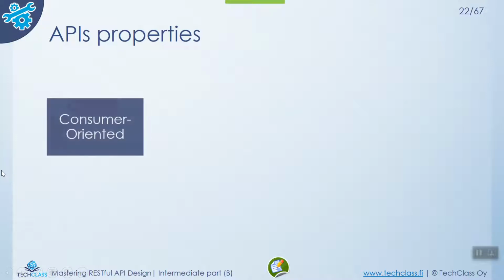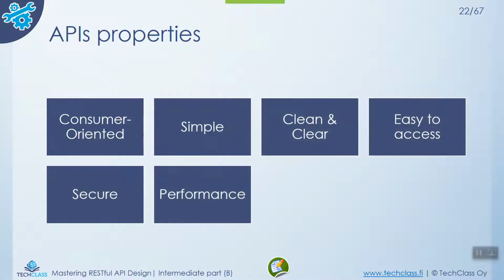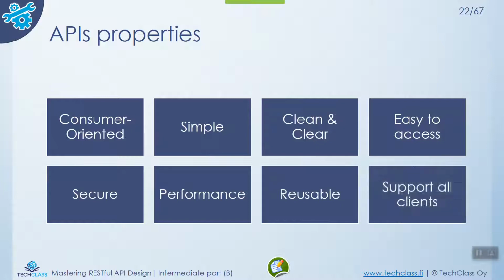And there are different API properties, consumer-oriented. They're simple, clean and clear, easy to access, secure, performant, reusable, and support all clients. So it's up to your API how far they actually go with these properties. APIs have the ability to provide these properties, but it's up to your development team and API designers to make sure all of these properties are done nicely.